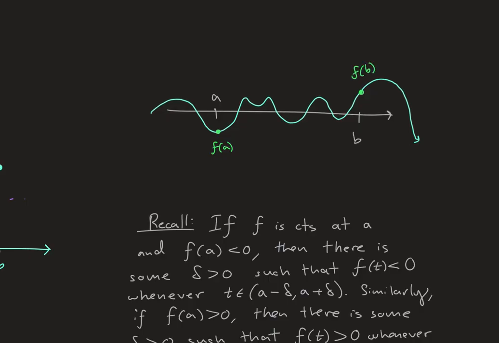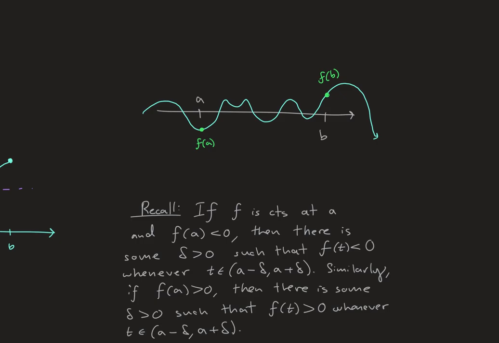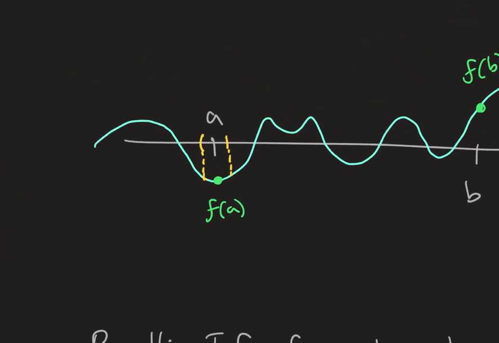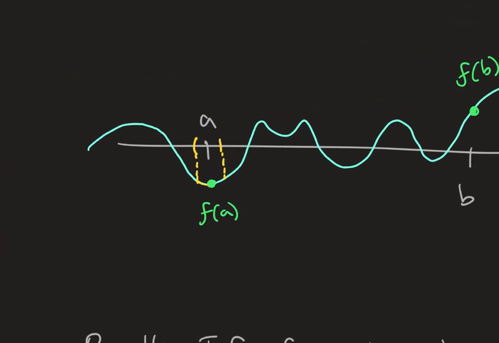What this little result says is I can create these delta neighborhoods, maybe this one. I can scoot out from A a little bit, and then all of my function values evaluated at values in this delta bubble are also less than 0. So if we have a continuous function that's less than 0, like we do here, then it's also less than 0 around A, or close to A. That's pretty much what it's saying.